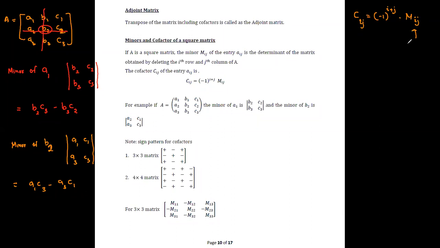Now we know how to identify the minors if you are given a 3 by 3 matrix. Then here we need to pay our attention regarding the sign pattern. Actually, instead of this minus 1 to the power i plus j, I can consider the sign pattern instead of this quantity. It is because the sign patterns are based on this concept.